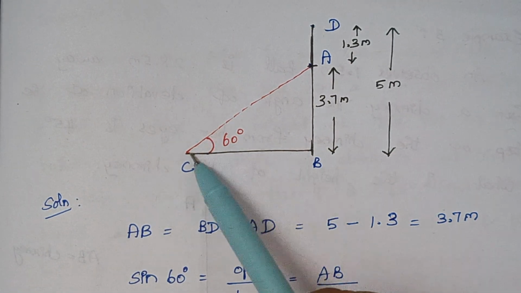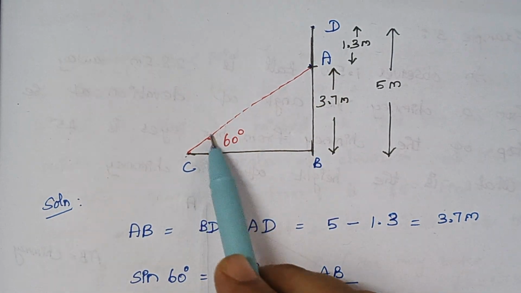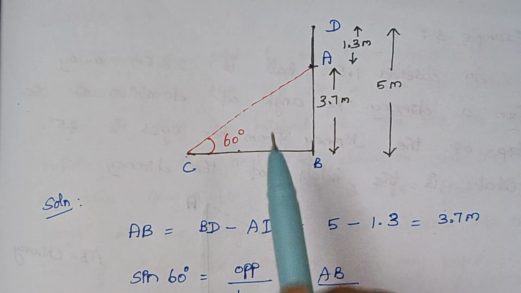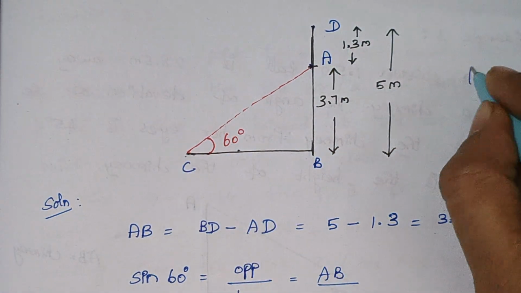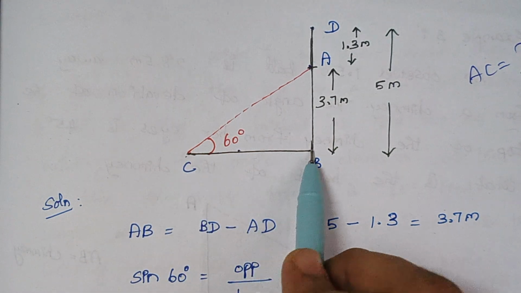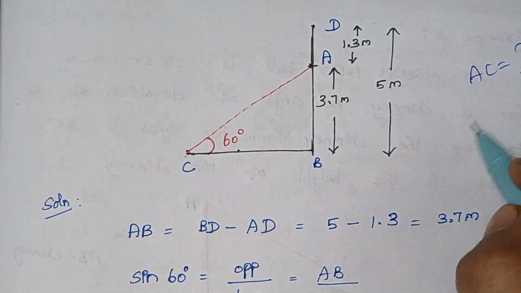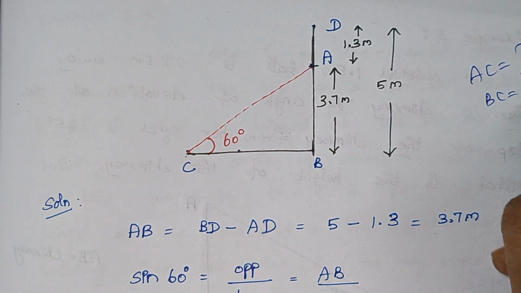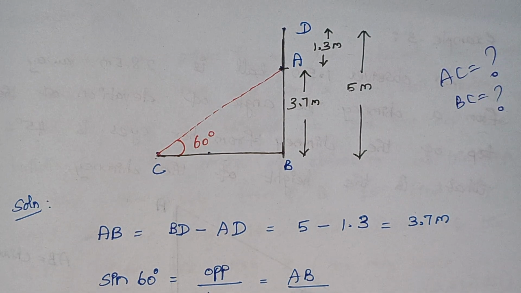Again, this is your ladder, and this ladder is inclined with the horizontal line by an angle of 60 degrees. So here you need to find the length of this ladder, that is, to find AC. You need to find AC and you need to find the distance between the foot of the pole and the foot of the ladder, which is BC. You need to find these two values. Once you have found the values of these two, then the problem gets over.